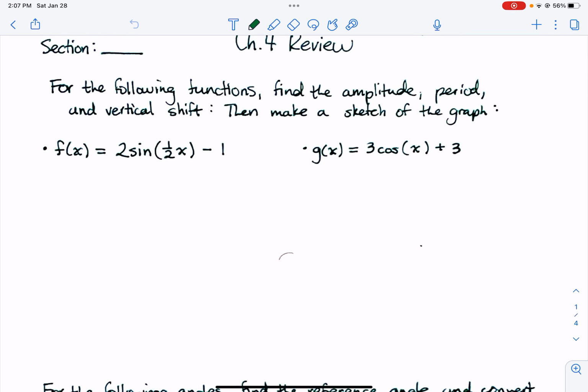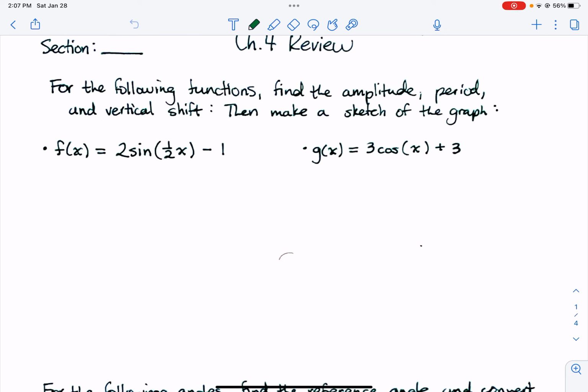This is from 4.5, I believe, where we graph sine and cosine. Remember, the main things we learned about in this section were amplitude, period, vertical shifts, and phase shifts, right? How to find those out and what that means for the graph.